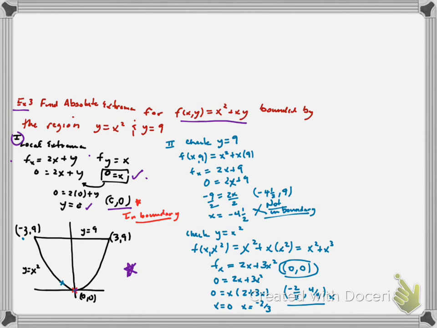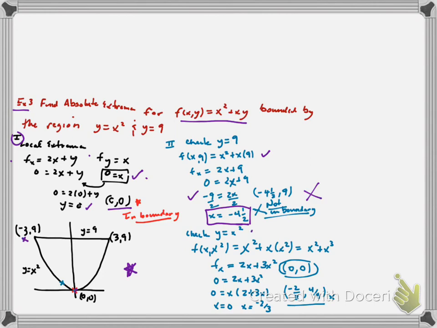I checked the y equals 9 boundary. I plug the 9 in place of the y in that equation, take the derivative, and I end up with 2x plus 9. Set that equal to 0, and when I solve it, I get x equals a negative 4.5. And that is not going to be in the boundary, it is way over here. So that point, negative 4.5, is not in the boundary. We're going to disregard it when we check. We need to check the other boundary.